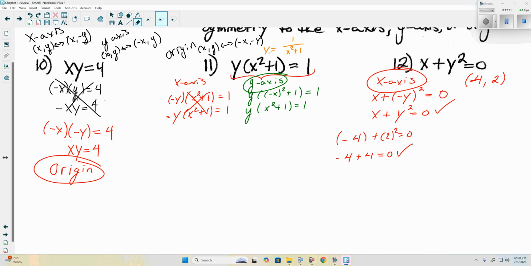That is true. Now, for this to be symmetric to the x-axis, if x comma y is there, x comma negative y is also there, which means negative 4 comma negative 2 should also be true. So we'd have negative 4 plus negative 2 squared is still 0. Negative 4 is still negative 4, and negative 2 squared is positive 4. It works, because that's all that's saying. Questions on our symmetry for x, y, and the origin?